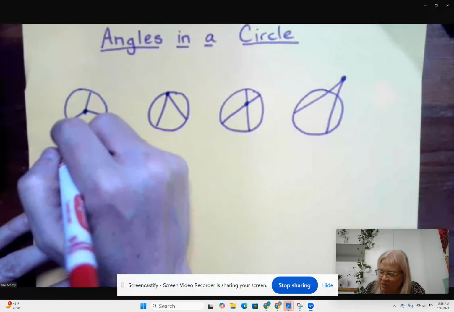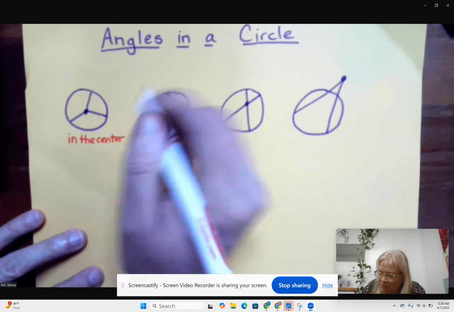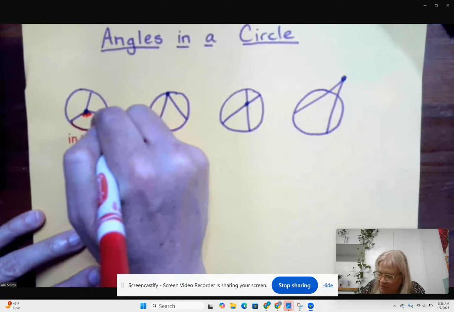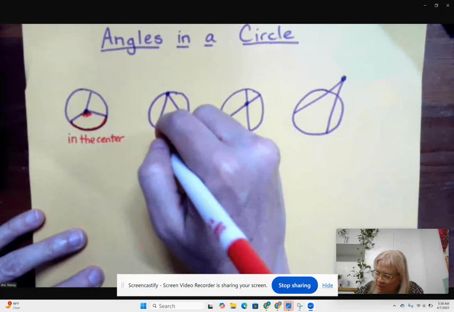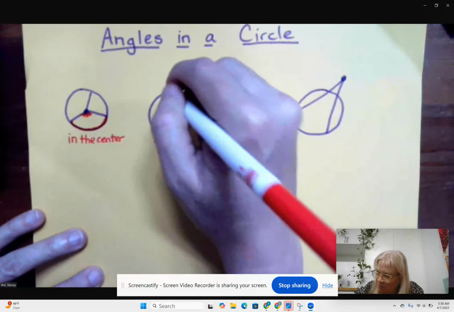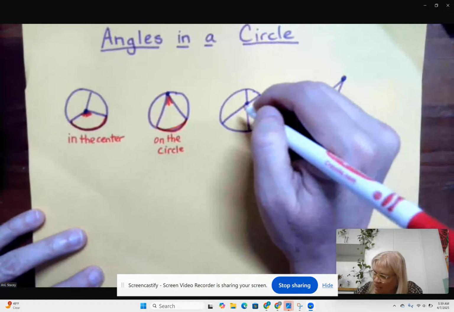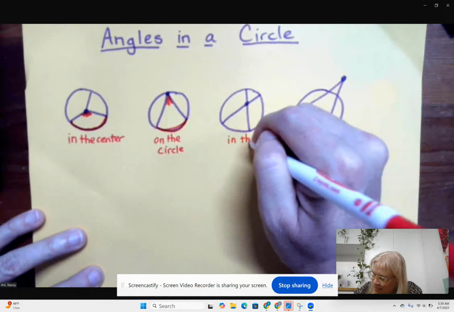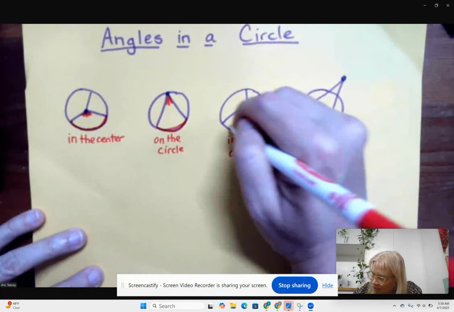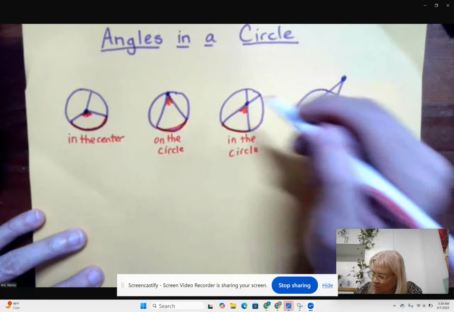Notice that in this first one, the vertex is in the center of the circle. So for example, we would be talking maybe about this angle and then its arc, which is here. This one, the vertex is on the circle, and we would be talking about this angle and its intercepted arc here. This one, the vertex is in the circle, and maybe we're talking about this one here. Although understand, there's lots of choices, right? I could have chosen this one, or this one, or this one, or this one.